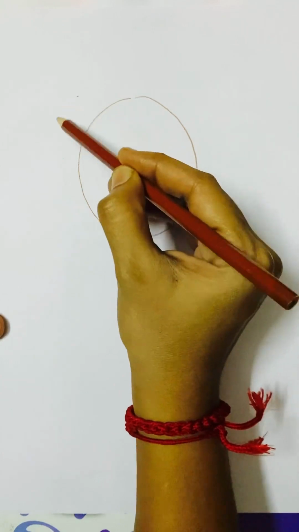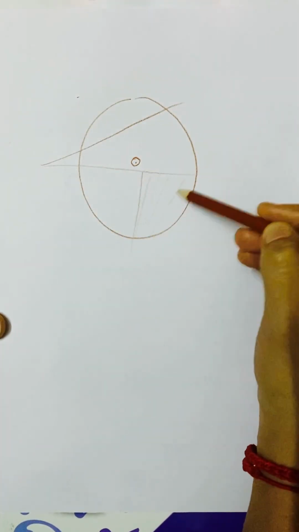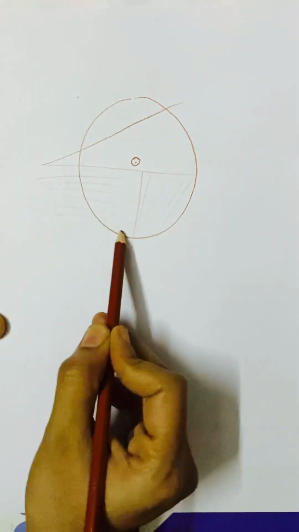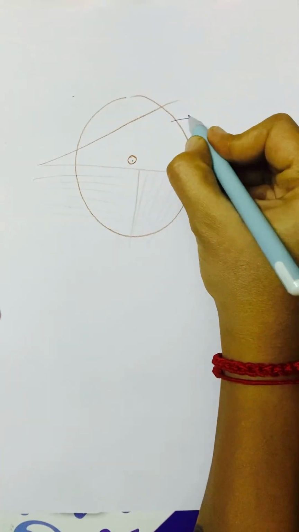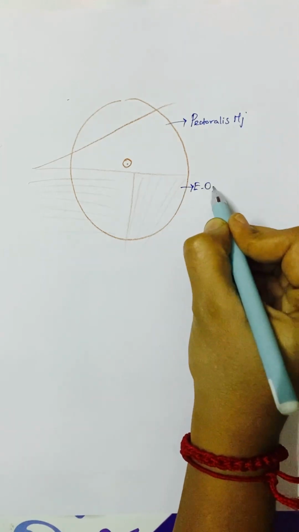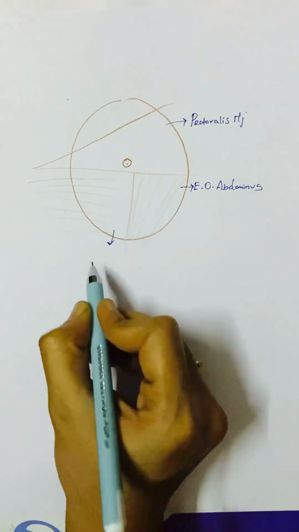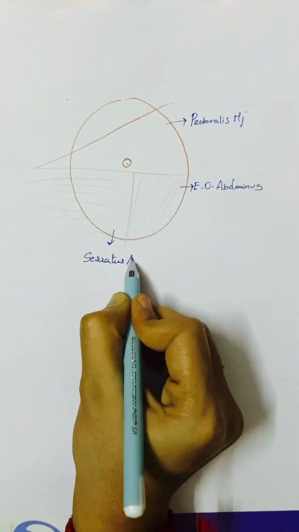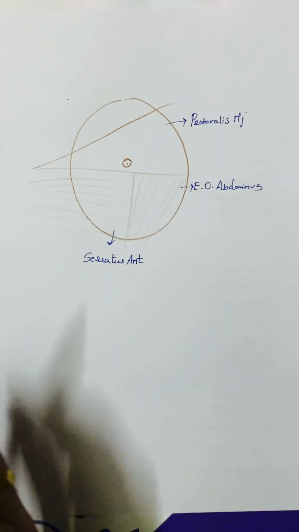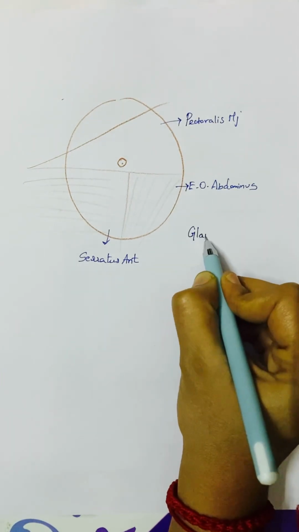The muscles which are present beneath the mammary gland are three muscles: pectoralis major, then external oblique abdominis medially, and serratus anterior laterally. So the gland is present on these three muscles.